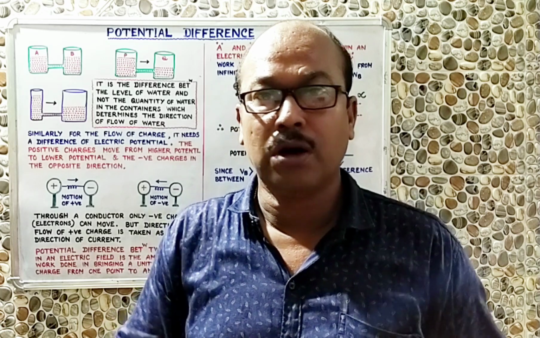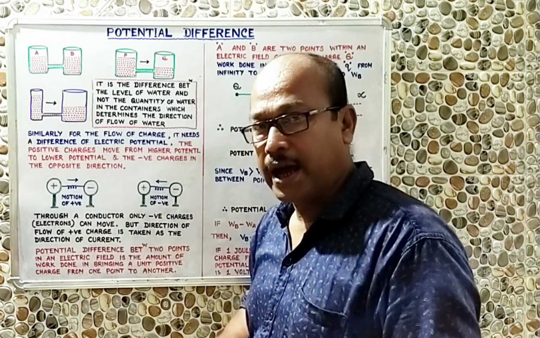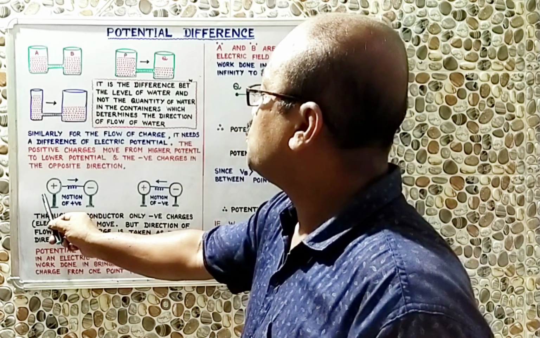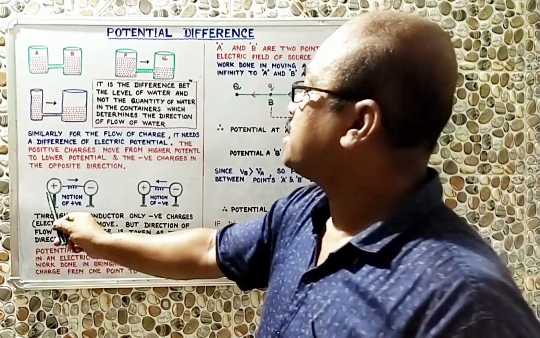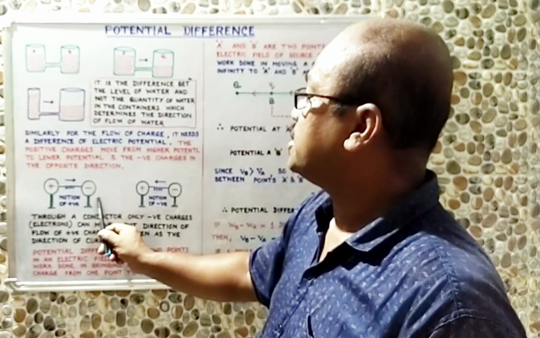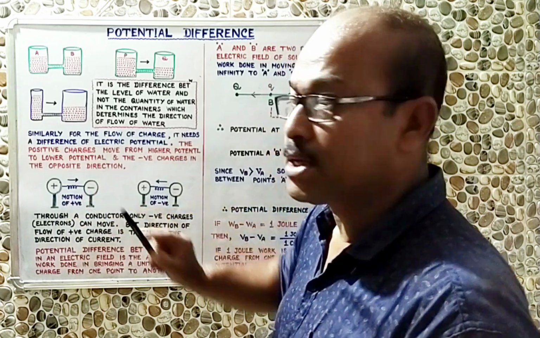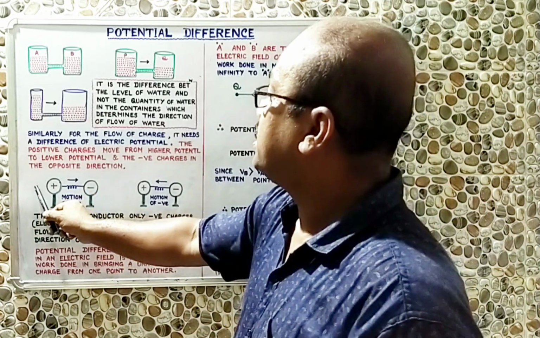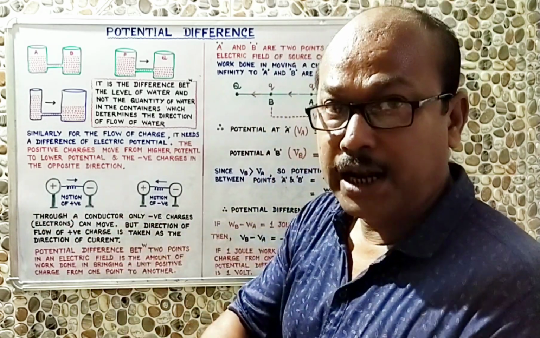In simple words, we call it voltage. Let us try to understand by this diagram. We have here two containers, container A and container B. Imagine this is full of positive charges and this is full of negative charges. We have kept this onto an insulator stand. Now at this container there is more potential and in this container there is less potential.